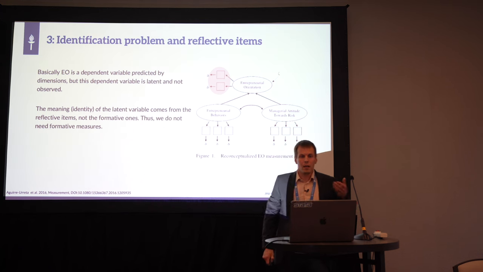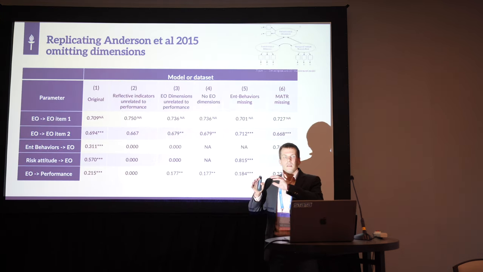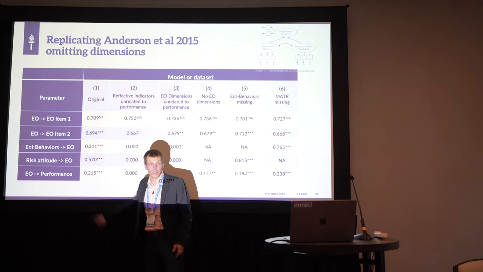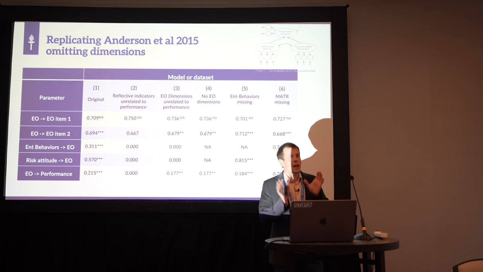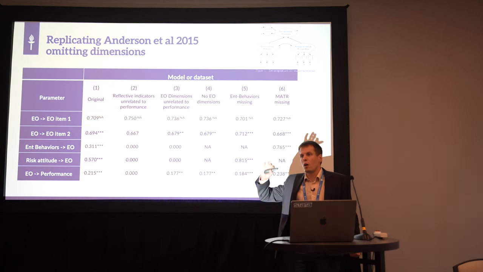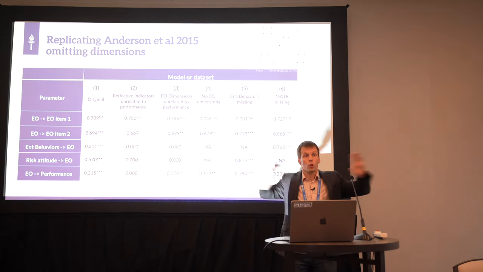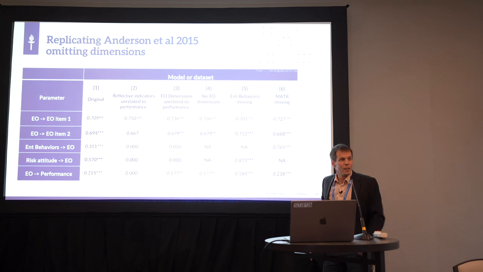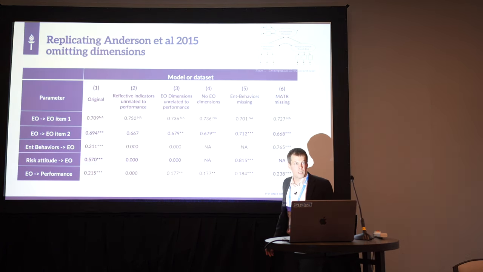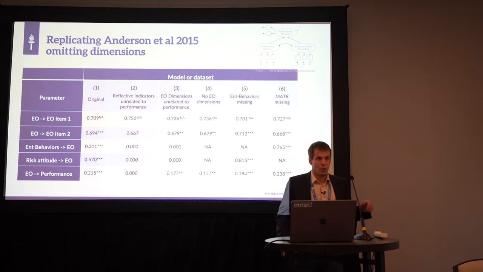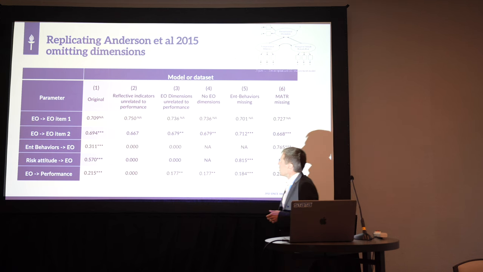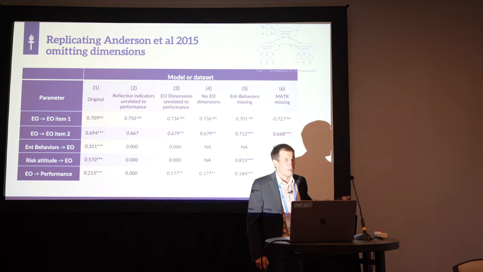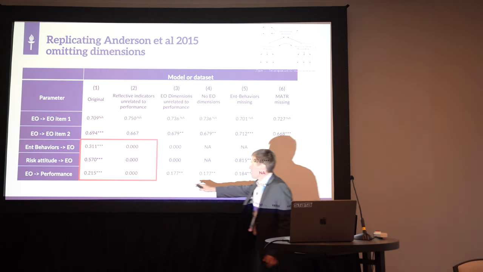And we show this by replicating Anderson's paper. We generate a data set that has the same covariances that they have, so it produces the same results. So we reproduce their results using synthetic data. And then we test what happens if we have two reflective indicators and two of these formative dimensions that are not related. Does the effect of EO on performance depend on how the EO dimensions relate to performance, or does it depend on how these identification indicators determine performance? We show that if these two indicators that we just add for identification purposes are not related to performance at all, the performance effects disappear.